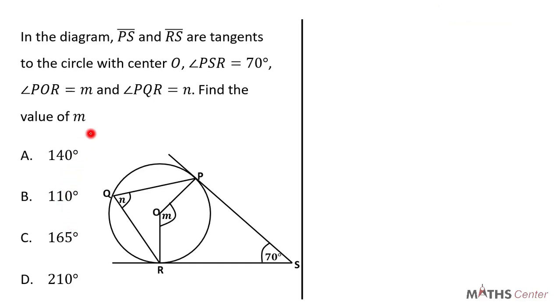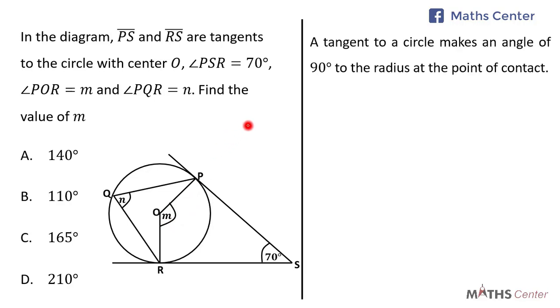correct option. We are going to use the information found on the diagram to find the value of angle M. One of the theorems of a circle is that a tangent to a circle makes an angle of 90 degrees to the radius at the point of contact. On this diagram, we can see that the line OP is a radius because it is a line drawn from the center of the circle to a point on the circumference. In the same way, the line OR is also a radius because it is a line drawn from the center of the circle to a point on the circumference.